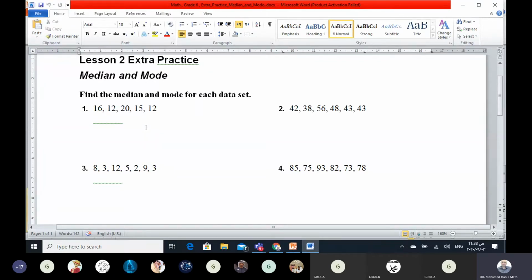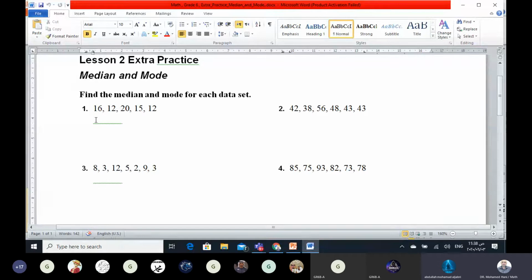Khalfan, tell me. The median is what? 15. And the mode? 12. Okay, thank you, Khalfan. What's your name? Abdurrahman. Yes, tell me, Abdurrahman. The mode is 12 and the median is 15. Mr., me, Abdullah. Tell me, Abdullah. Mansour: 15 and the mode is 12.